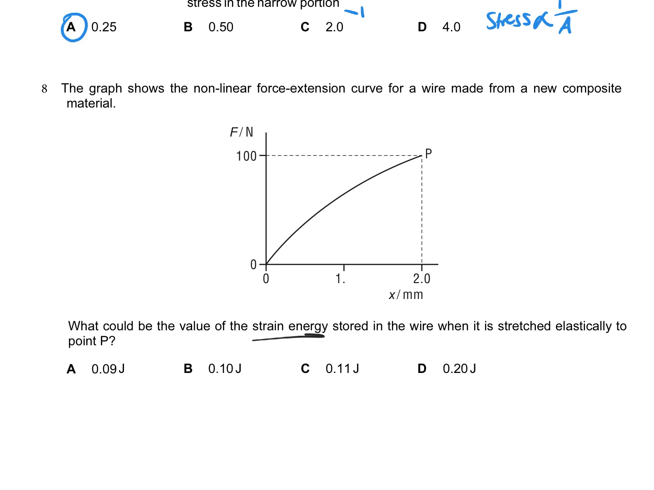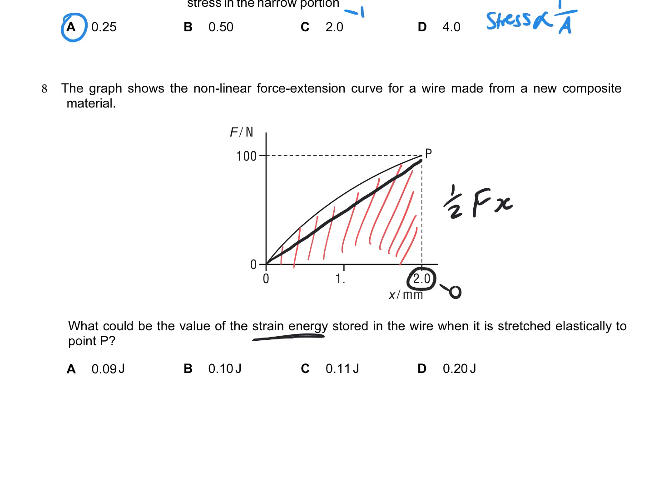So this question asks for the strain energy, or the elastic potential energy, which is the area under this graph here. Now, you could integrate to find that, but we don't have the equation for the line, so we can't do that, and we're not expected to integrate for AS Physics. But remember that we do know that this is approximately a triangle, if we draw a line there. So the area under this graph is half Fx. Don't forget to turn the 2 millimeters into meters, so 0.002 meters. If we do half times 100 times 0.002, we get 0.1 joules.